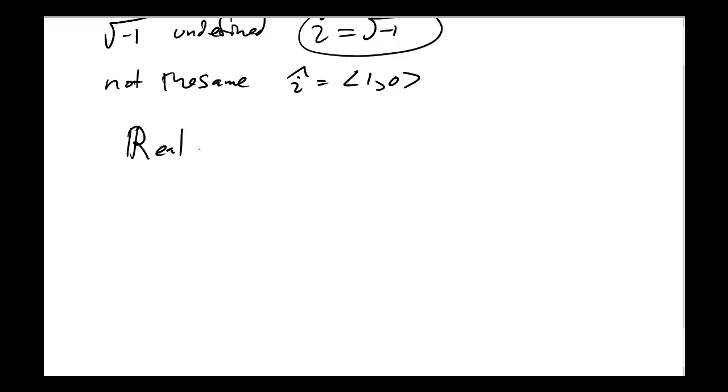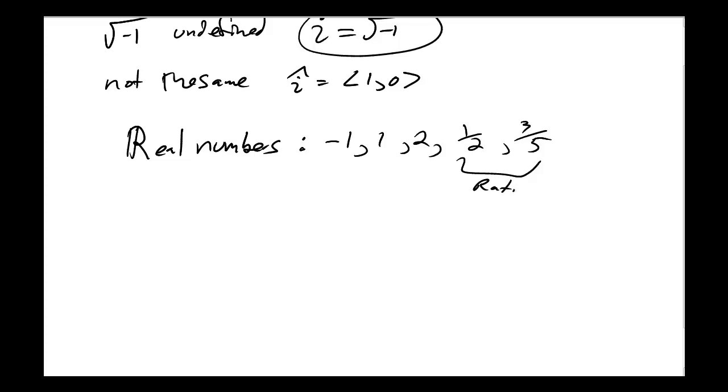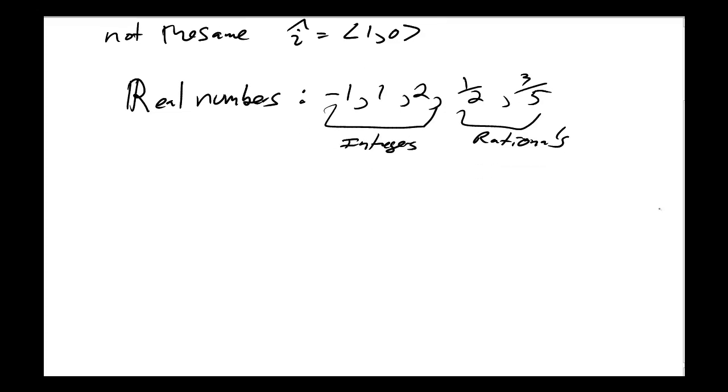We've talked about the real numbers already, or you probably have in a college algebra class. Real numbers are not just numbers like 1, -1, 2, or anything like that. They also include rational numbers, things like 1/2 and 3/5. These are rationals. These are integers. But real numbers also include the irrationals, and the irrationals include things like the square root of 2, pi, or the number e.